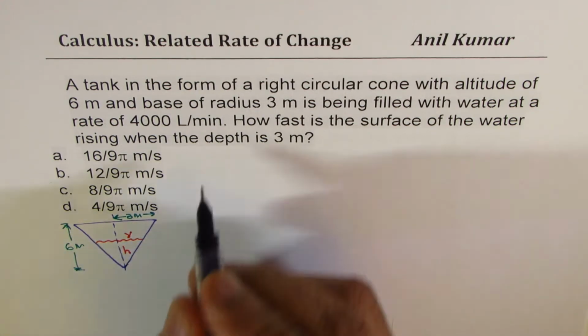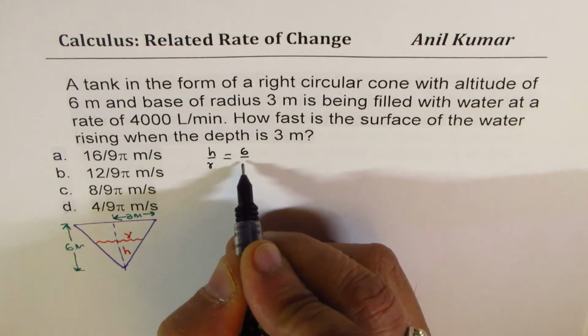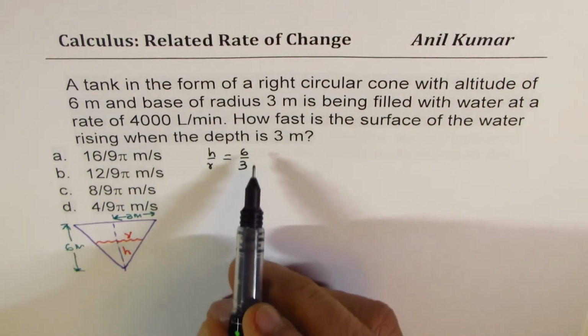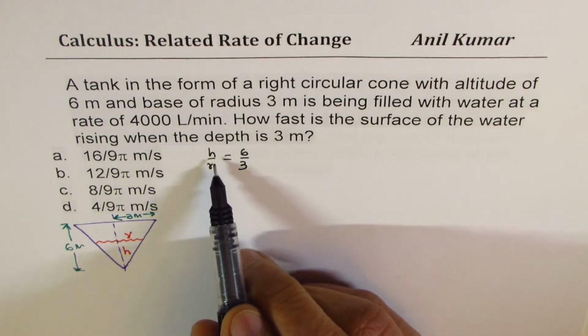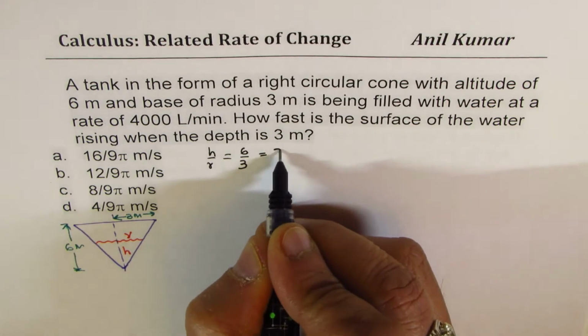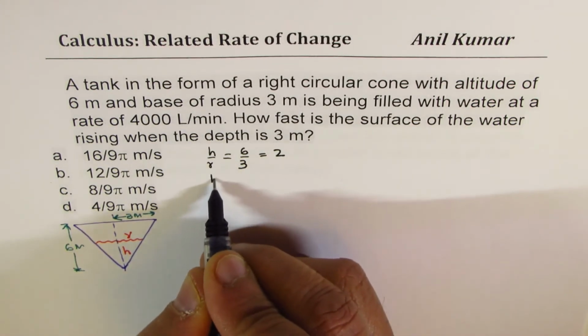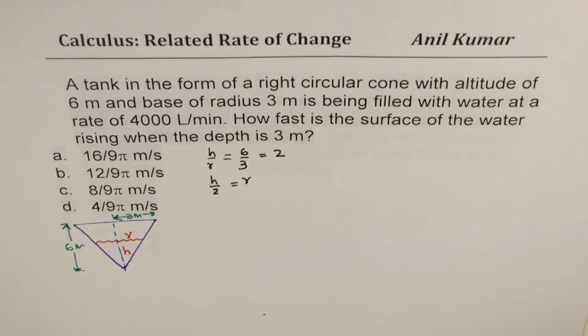So we know height over radius is equal to 6 over 3. Since we need to find the rate of change of height, we'll write what radius is in terms of height. So that is 2. In that case, we know half of the height is equal to the radius. So that's the relation.